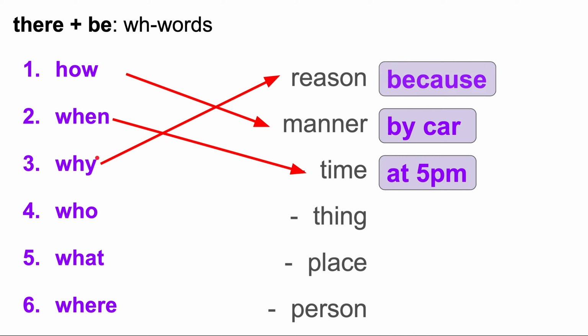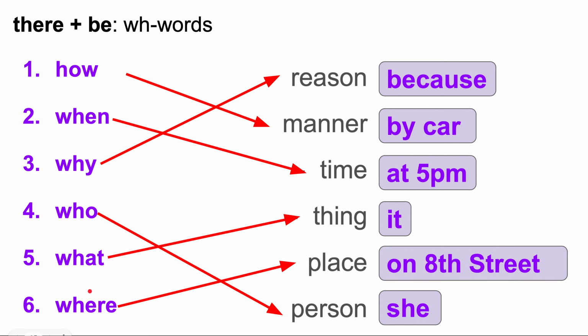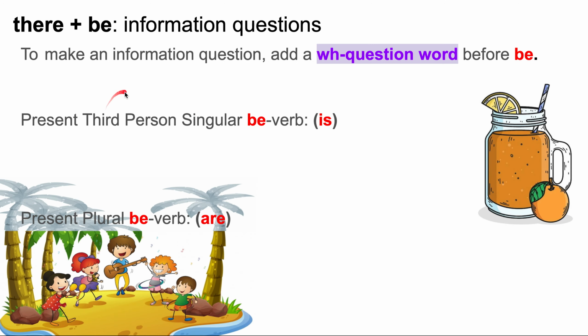Why? Because. We use who for person. Who is Nancy? She is Nancy. We use what for things. What is an apple? It is an apple. And we use where for places. Where is the bank? On 8th Street. So, to make an information question, we only add a WH question word before be.